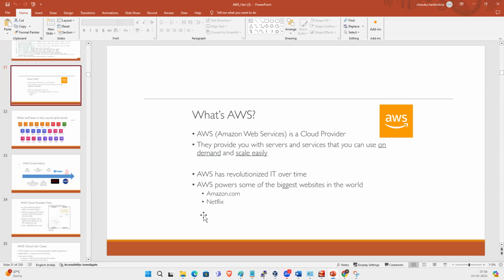Netflix is using which infrastructure, guys? AWS. Amazon.com, your e-commerce website. What is the e-commerce website, guys? Amazon. So Amazon and Netflix are deployed on the AWS cloud. AWS powers some of the biggest websites in the world, Amazon and Netflix.